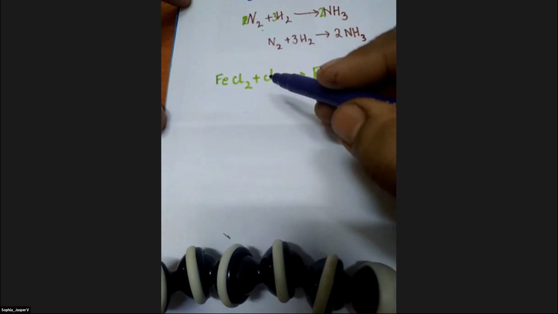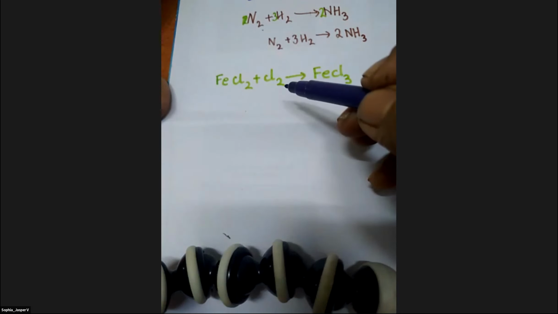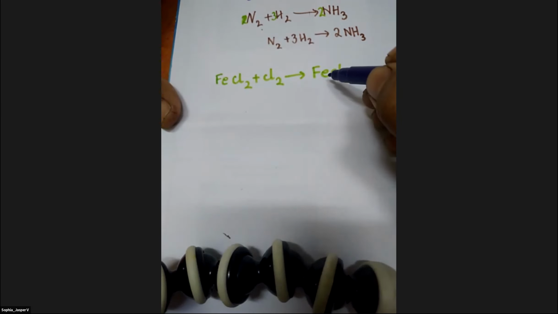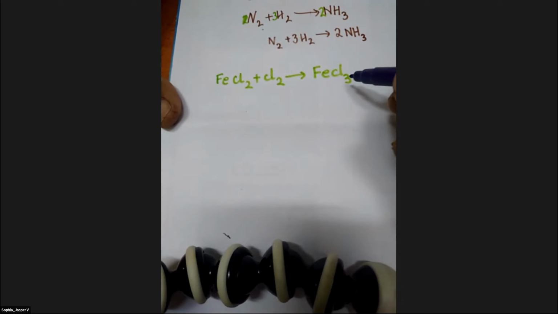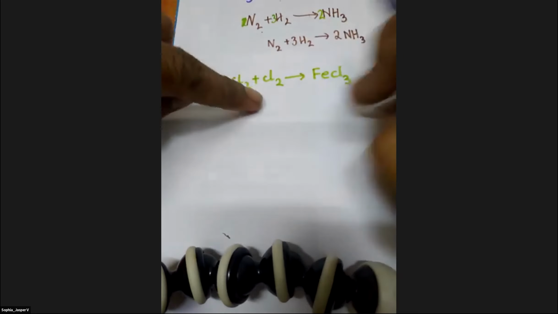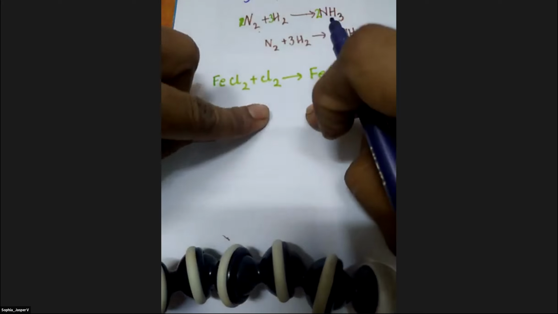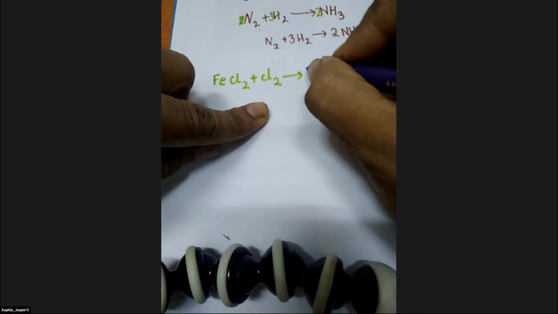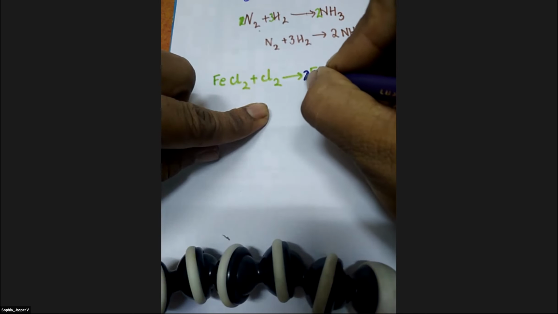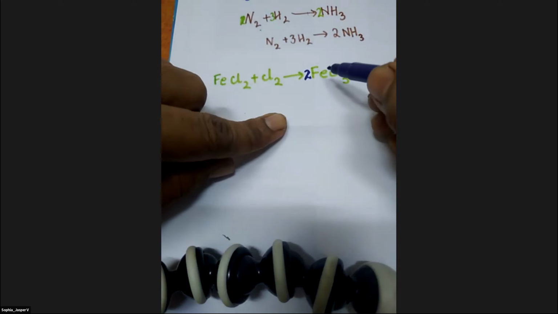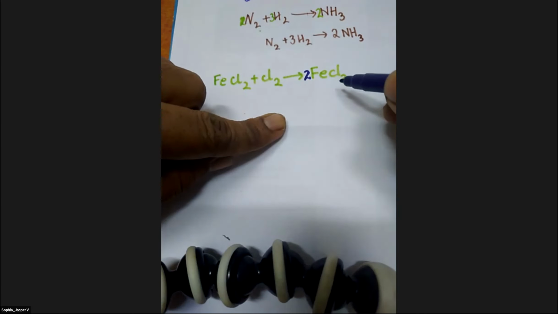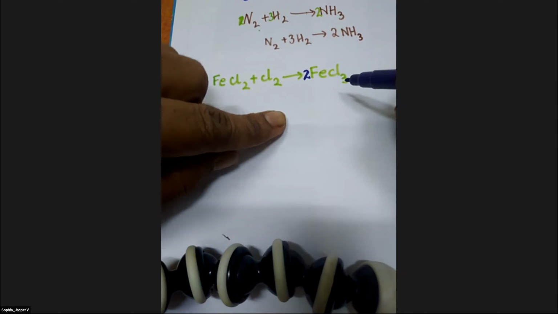Kirubal, can you answer how many are there on the reactant side? Four. That's right, four are there. Now what about this side? Iron FeCl3. Now you'll have to find something that is in between both of them. Okay. So if we add 2 here, it becomes 2FeCl3. So how many are there on the product side? 2. 6. There are 6.